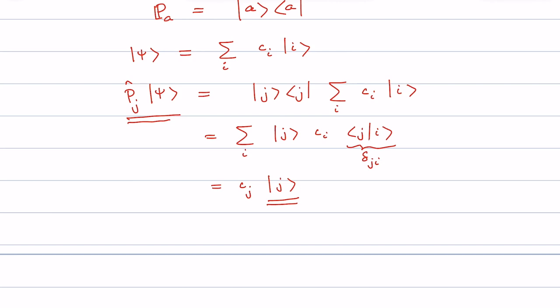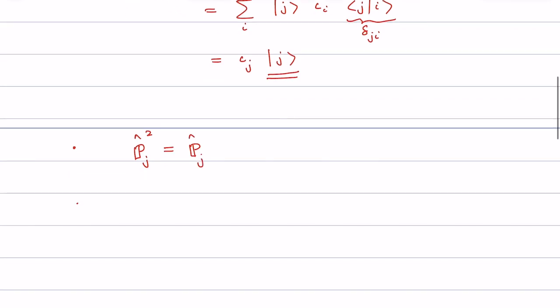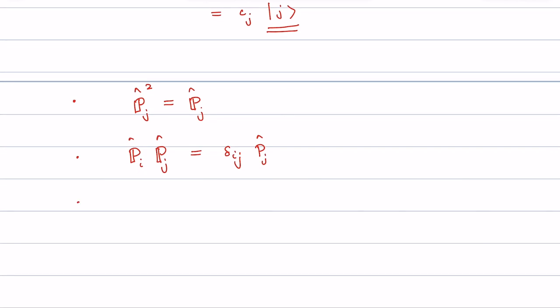There are many properties of projection operators, and some of the notable ones are very easy to prove. For example, you can easily verify that P_j squared is equal to P_j. Another property is that projection operators are mutually orthogonal. If you have two different projection operators, P_i and P_j, then P_i P_j equals delta_ij P_j. That means if i is not equal to j, then the product P_i P_j is going to give you zero. And, this is very important, projection operators are complete. Basically, these are projectors.